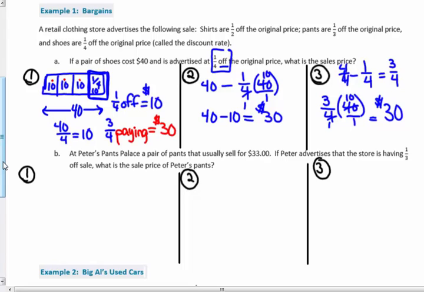So again, the difference in 2, I'm doing the multiplying first, 1/4 of 40, then subtracting. In 3, I'm subtracting first, then multiplying. That's the difference between those 2 methods. They look very much the same.